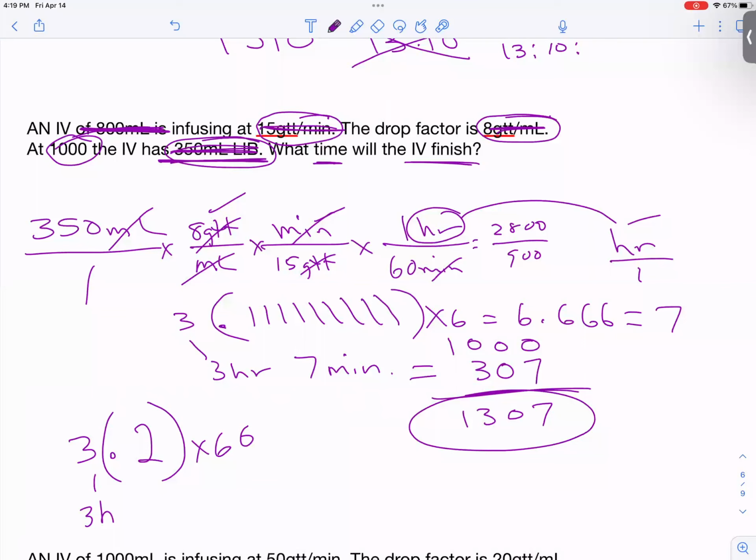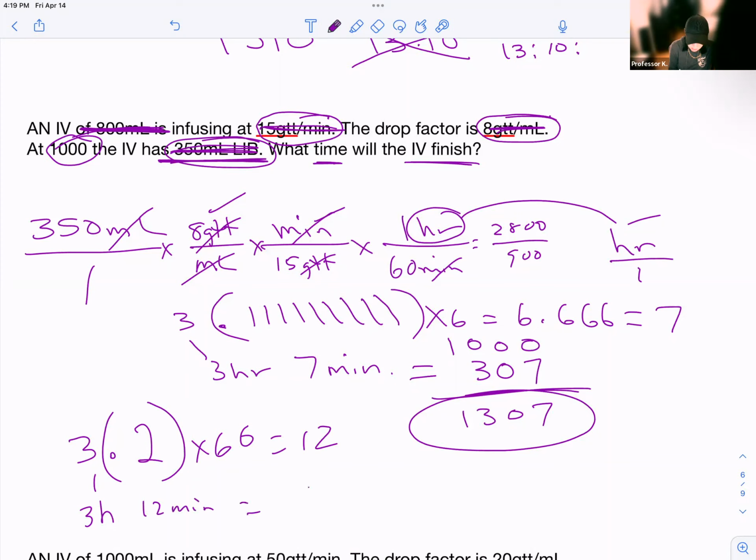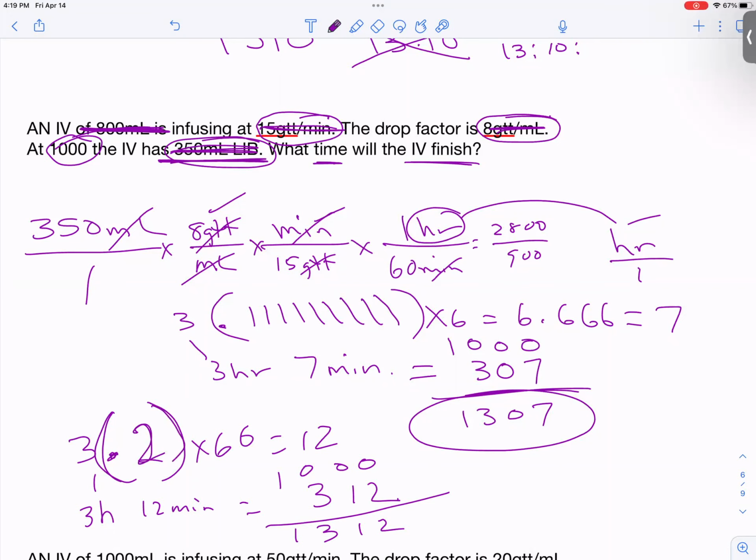Yeah, everything after the decimal is minutes. So you'd have to do 0.2 times 60, and that would give you 12. So it'd be 3 hours and 12 minutes. So you would write that as 3:12. And then if you walked in at 10, that would be done at 13:12. Either way, you're still multiplying anything after that decimal by 60. Okay, thank you.